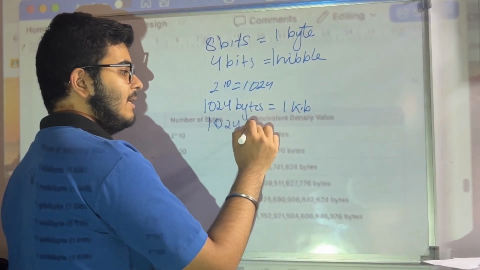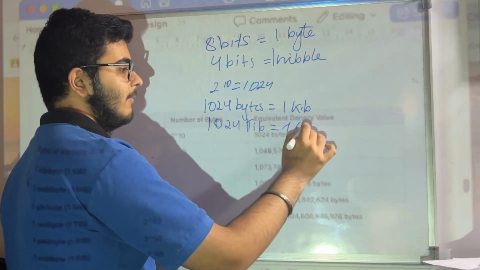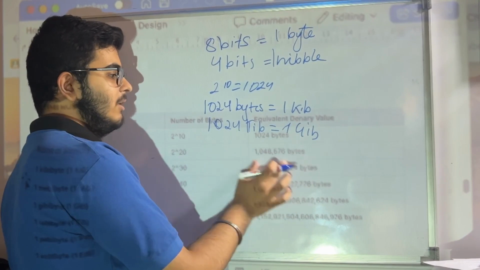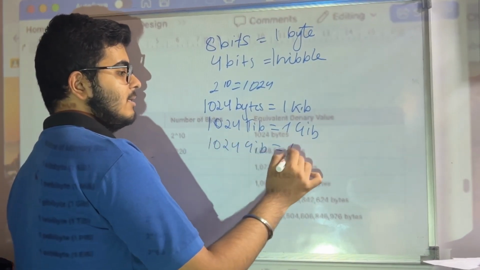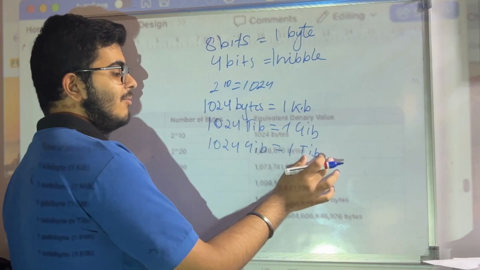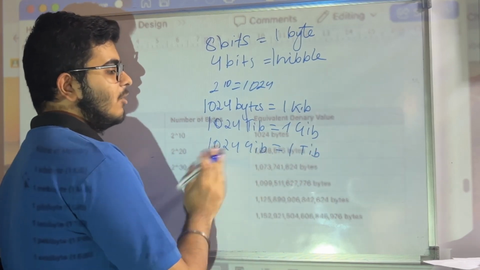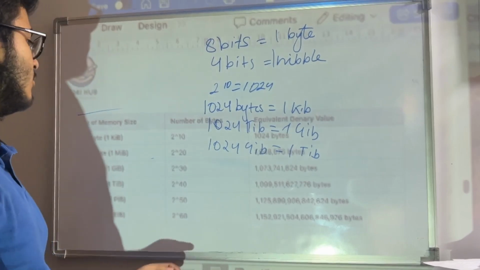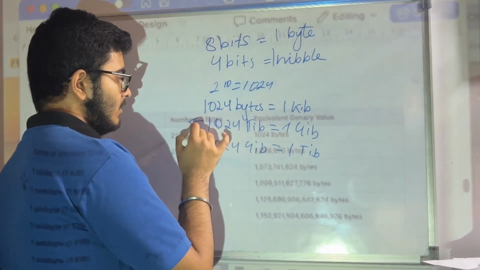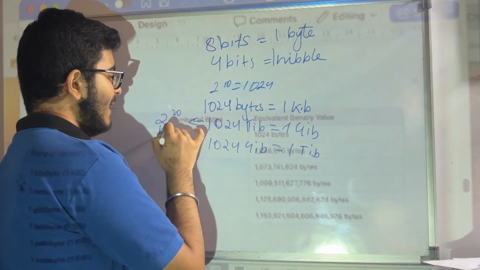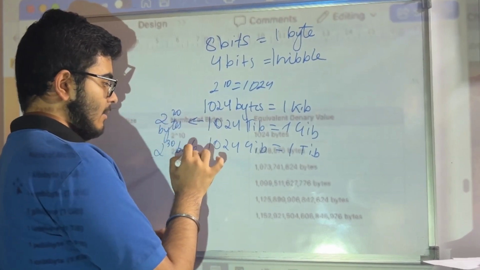Now I'm going to take this KiB, put it here. 1024 KiB. What is the next one? MiB. 1 MiB. I'm going to take this MiB towards here. 1024 MiB is 1 GiB. I'm going to take this GiB towards here. 1024. After this, it won't be asked in the exam, but still you should know. So this is 2 raised to the power 20 bytes. This is 2 to the power 30 bytes.